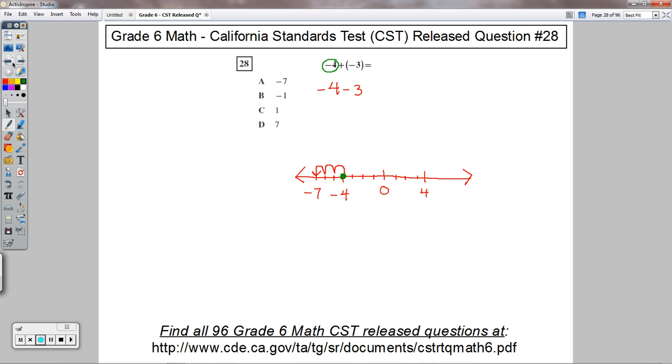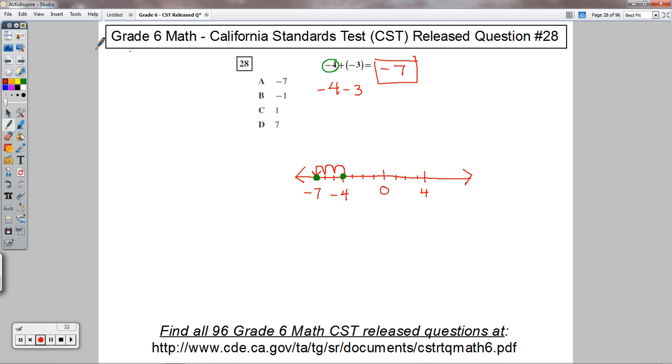Another way to think about this problem is to look at this and say, okay, you've got a negative number here, and you've got another negative number here. You're combining two negatives together. Your answer is going to be even more negative. So you better have a negative in front of there, and then you can just put the number parts together. The 4 and 3 together makes 7. So answer, even more negative.